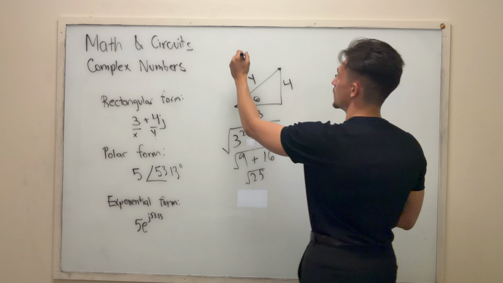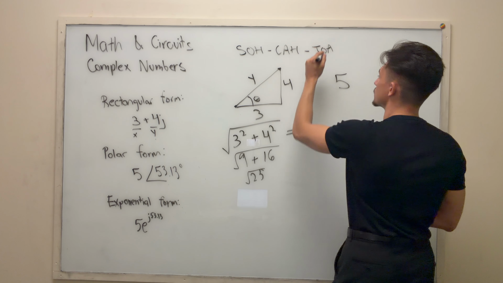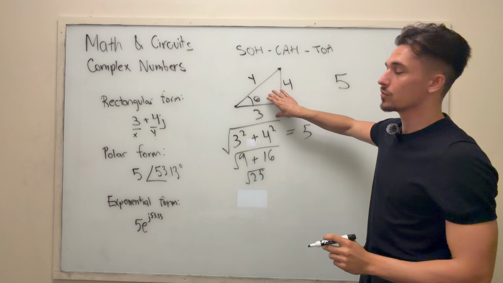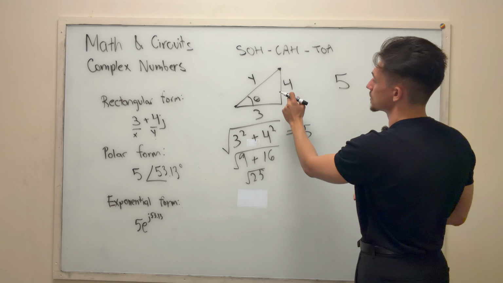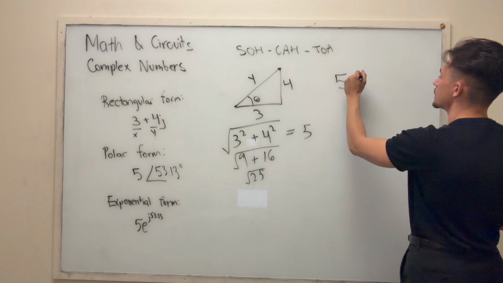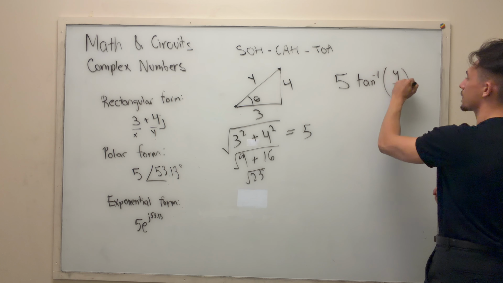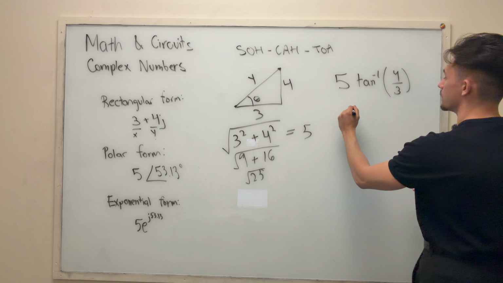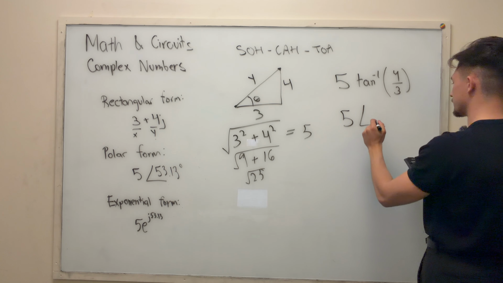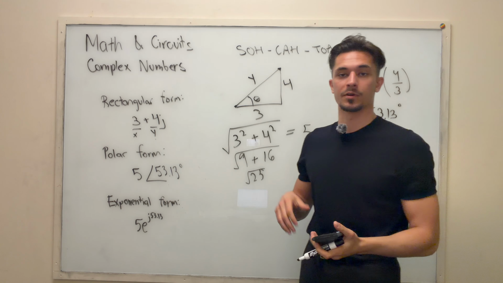If you ever remember doing SOHCAHTOA, essentially in this case, if we want to find this angle, we're going to have to take the inverse tangent of 4 over 3, right? So opposite over adjacent. This is your opposite value, this is your adjacent value. If you have a calculator, you can do this. We take the inverse tangent of 4 over 3. This gives us 5, and then in polar form, you write it like this, and then 53.13 degrees. So that's how you convert from rectangular to polar form.